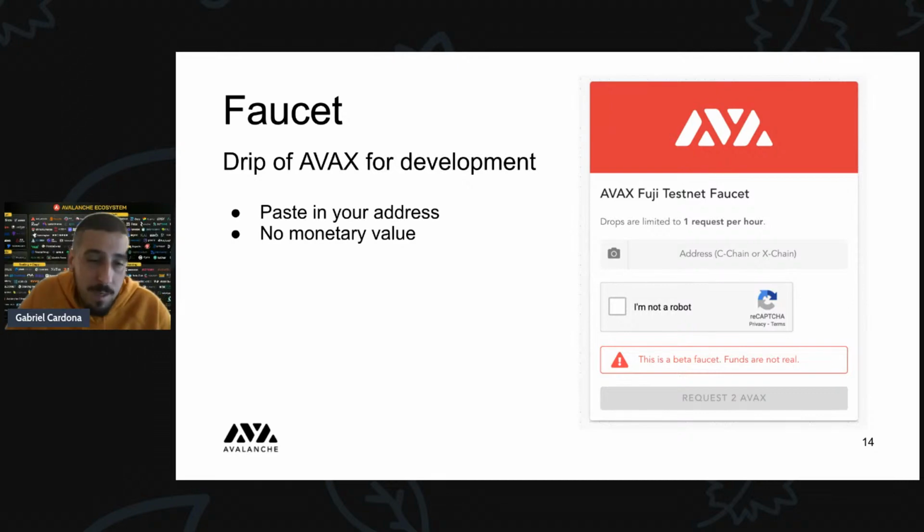And there is no mainnet faucet. But you can go to this faucet and get a drip of AVAX. You can paste in your address. Keep in mind, these are testnet Fuji AVAX, and they have no monetary value. So don't get it twisted. We're not giving away money. This is simply if you're using Fuji and you need some AVAX.